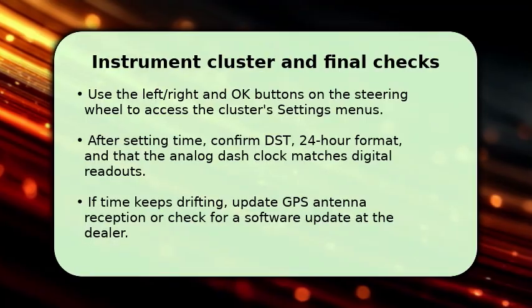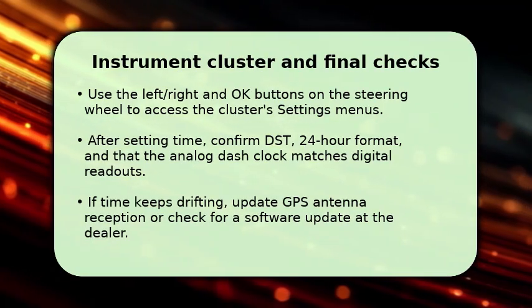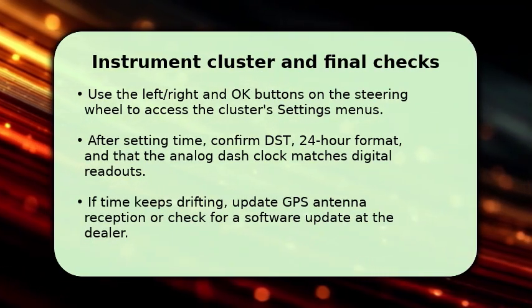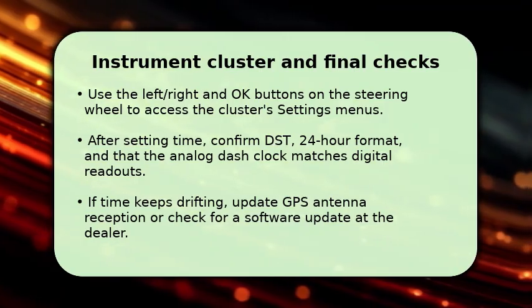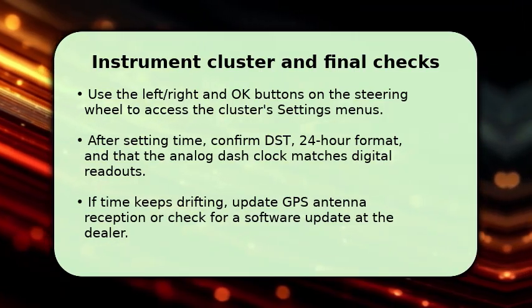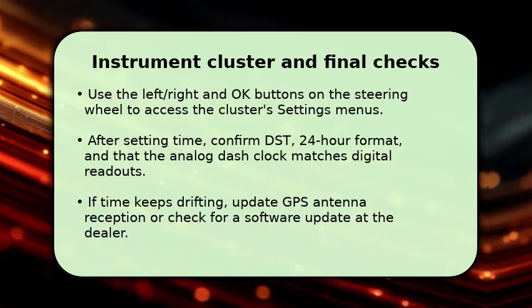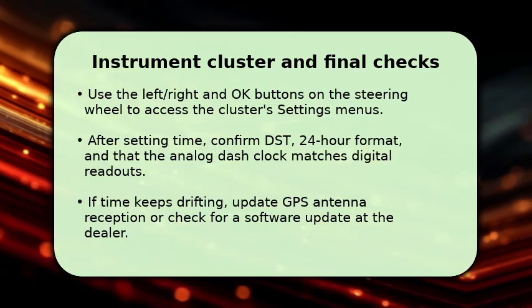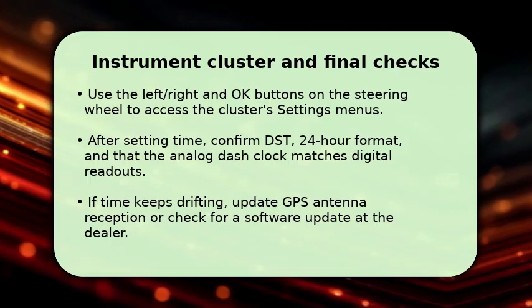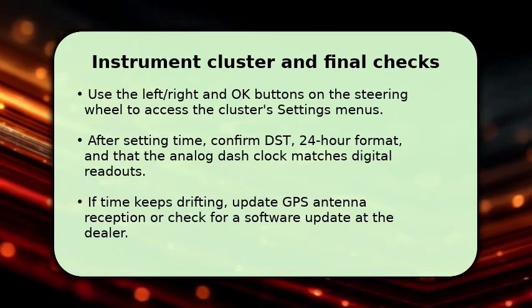If your E-class uses the instrument cluster menu, press the left/right arrows and OK on the steering wheel to open settings, then date and time. Adjust hours and minutes with the up/down controls. Confirm daylight saving adjustment and the 24-hour preference so analog and digital clocks match.